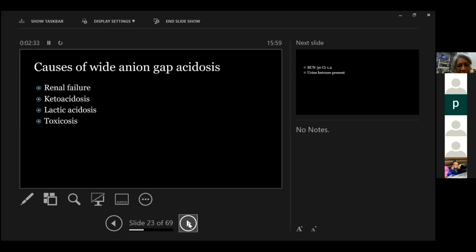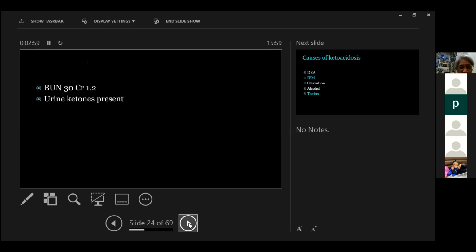So if we broadly classify it into groups, you have a group where you have wide anion gap because of renal failure, which usually happens only in advanced renal failure, not early renal failure. You have ketoacidosis, which has many causes. You have lactic acidosis, and a large group which we don't see that commonly, but which we call toxicosis, a number of toxins. Okay. Now this child has BUN of 30, creatinine of 1.2, and there are urine ketones present.